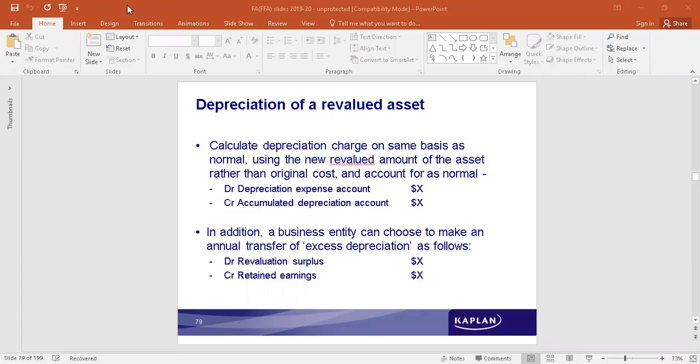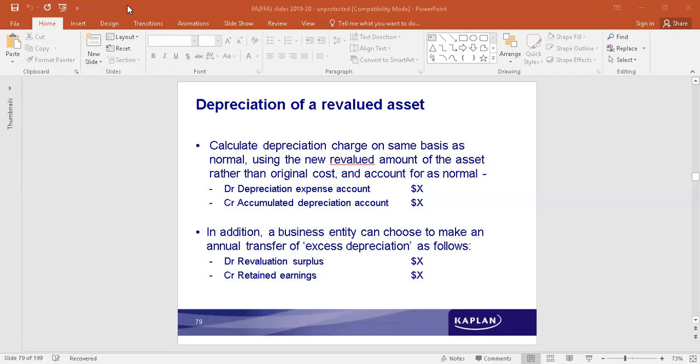Whether it is the straight line method or the written down value method, now it is a new base. Take the new base and calculate the depreciation amount. The accounting treatment would be the same: depreciation expense to accumulated depreciation account. The only thing is that the base will change.